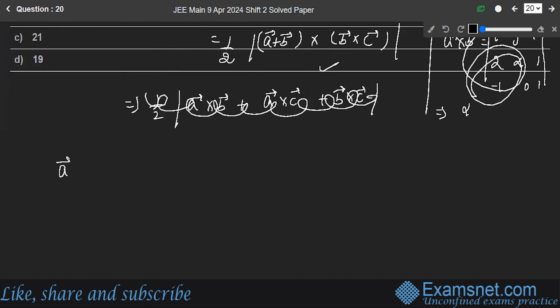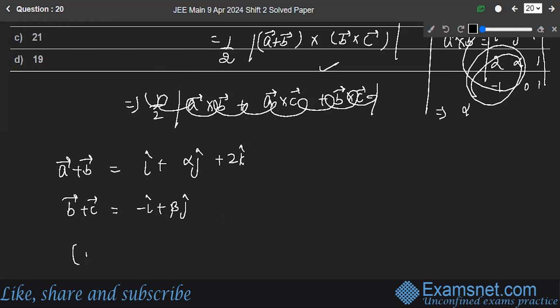A plus B. This will give you I alpha J and 2K. B plus C vector, that will be minus I and beta J. So the cross product of both of them, now this will be the shorter one. So this is the preferred one.